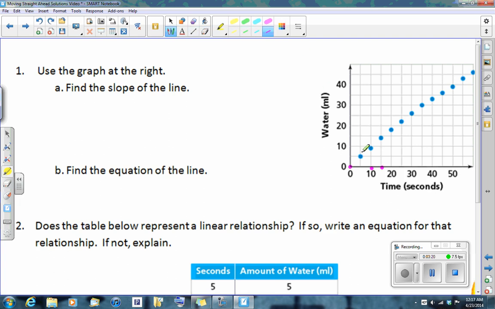Okay, so when we're looking at rise over run, the rise here is from 5 to 10, so the rise is 5, and the run is also from 5 to 10, so the run is also 5 units. And that repeats: 5 up, 5 over, 5 up, 5 over. That stair-stepping effect.